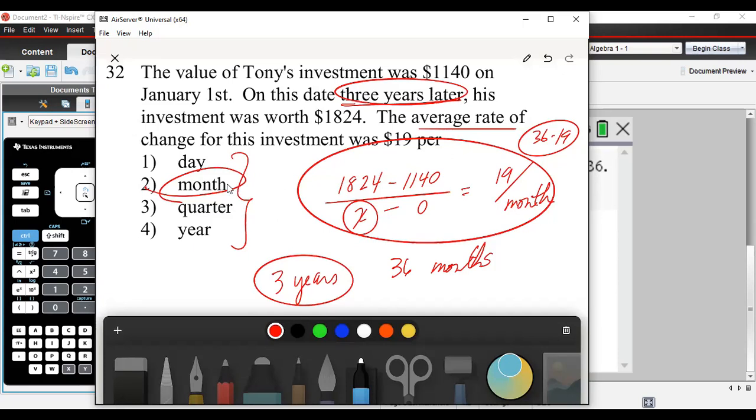Now, this is a kind of unusual question. When I first saw this question, when I was looking at the exam, I was a little confused about what it was actually asking, but all it's asking is, the average rate of change is basically the slope. They gave you the starting amount, they gave you the ending amount, and they told you that it took 3 years to get there. So basically what we were trying to do is figure out what we were measuring this in. What were the units? Was it months? Was it days? Was it quarters? And we found out that it was 36 months. So that's the units.